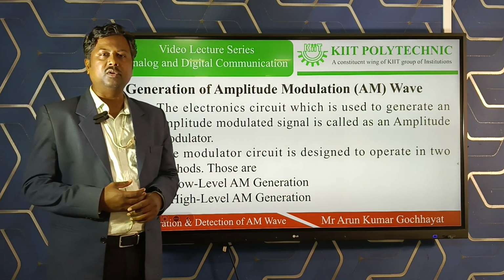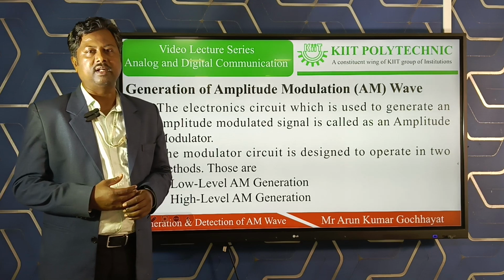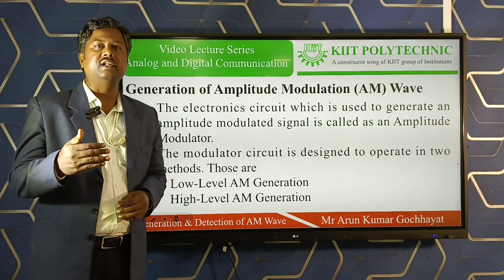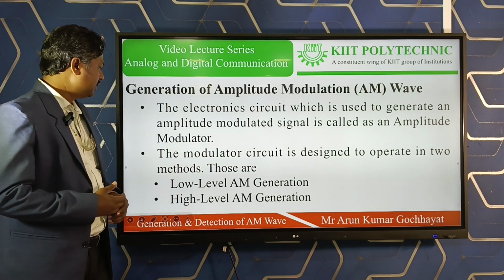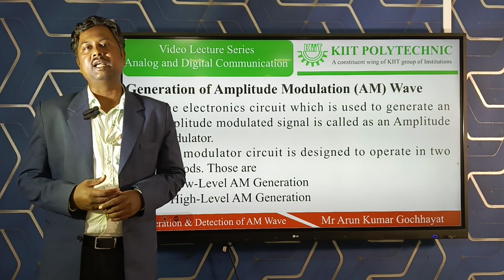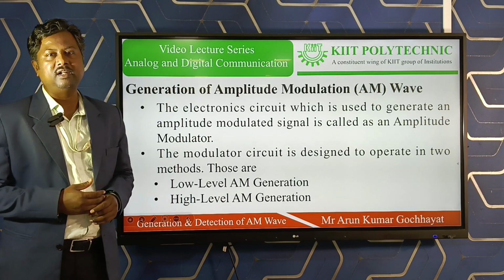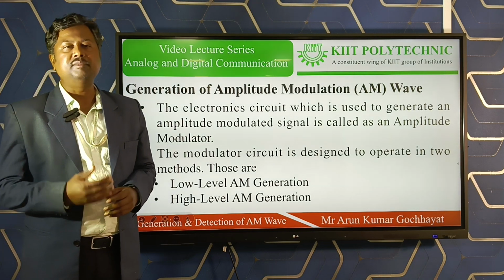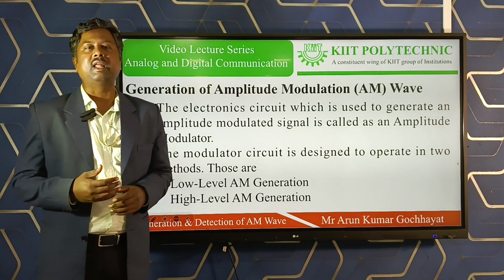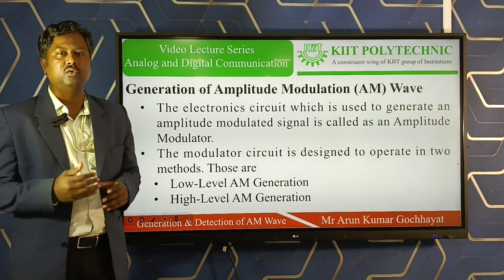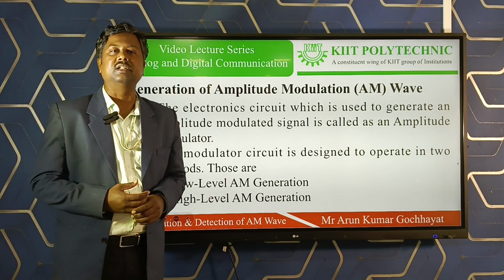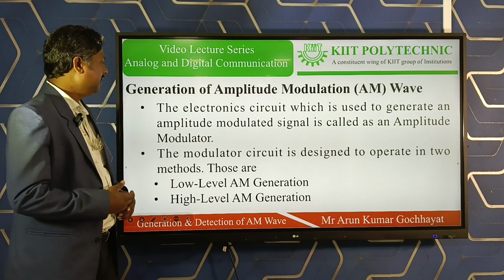So here the modulation occurs at low level and high level, which implies the level at which the carrier signal is operating. So if the carrier signal is kept at low power level, that will be called a low level process. That means in low level AM generation, we will have a carrier signal which is at low power level. And in high level, we'll have a carrier signal which is at high power level.